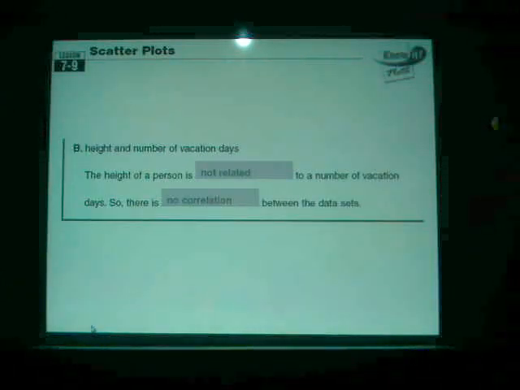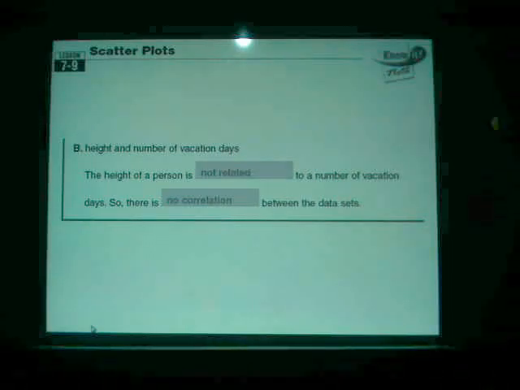Height and the number of vacation days. Now notice there is no graph shown here, but they're asking you to describe the relationship. So they're asking, is there any correlation between how tall a person is and the number of vacation days that person gets? And obviously that would not make any sense at all. The height of a person is not related to, in any way, shape, or form, how many vacation days you get. Look around at your classmates right now. Think about it. The person next to you is probably not the same height as you, but they get the same number of days off school as you do. All right? There's no relationship between those two pieces of information.